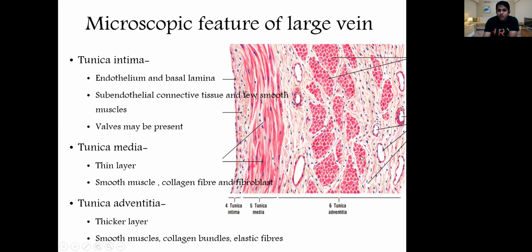The tunica adventitia is prominently large, and what you expect here is connective tissue and collagen bundles, but these collagen bundles run longitudinally, so you may see sections of the collagen bundles and the smooth muscles present here. As they run longitudinally, if you take a section, you will find them in bundles, right? So these are the features of the tunica adventitia, and a few vessels you can identify, the vasa vasorum.